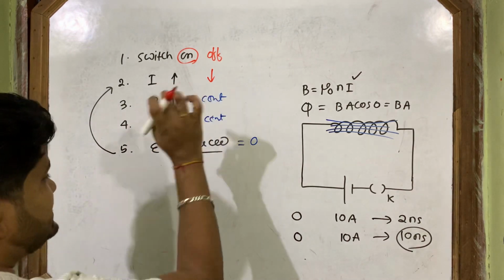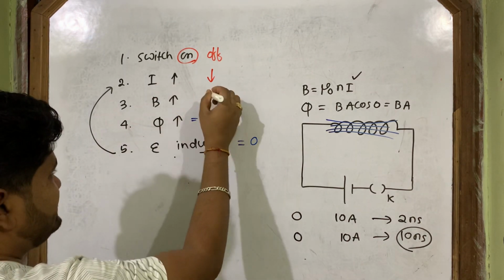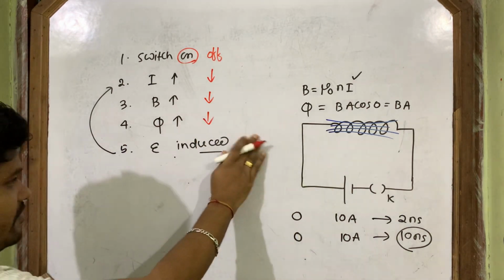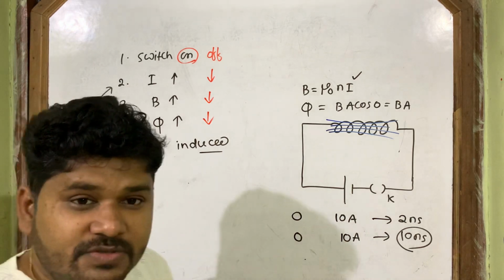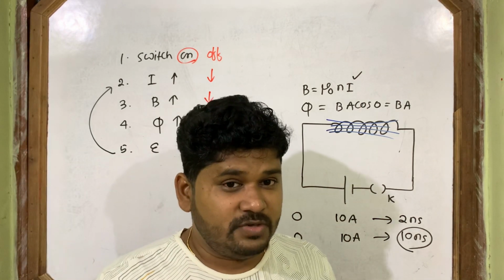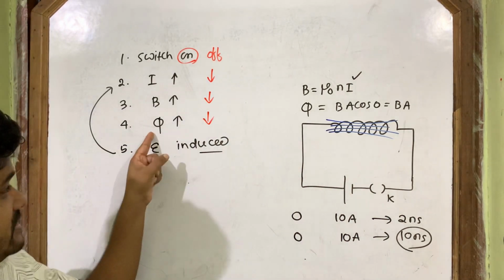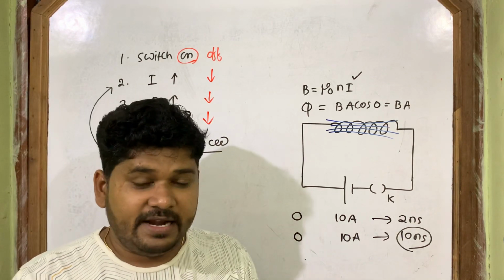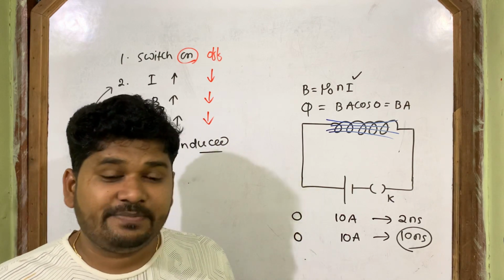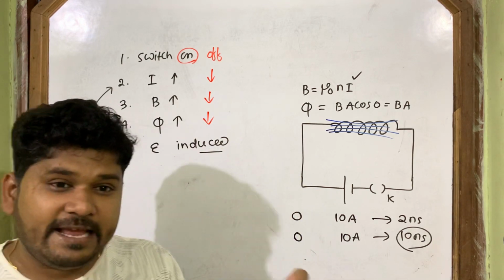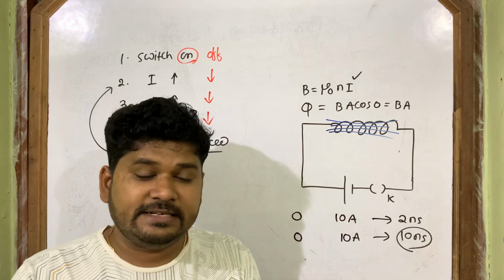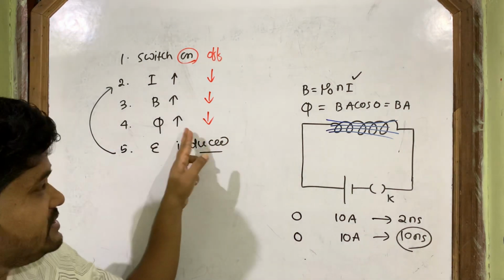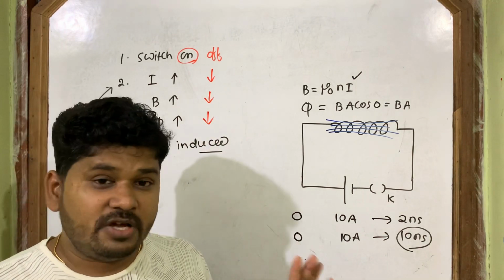Okay, so current decreases. When current decreases, what about the magnetic field? Also decreases. What about the flux? Also decreases. What about EMF induced? Yes, induced. Because Faraday told flux may increase or decrease, doesn't matter. Faraday didn't tell that current increases or decreases. Faraday told that change should be there. Increase or decrease doesn't matter for Faraday's law. Flux change should be there.